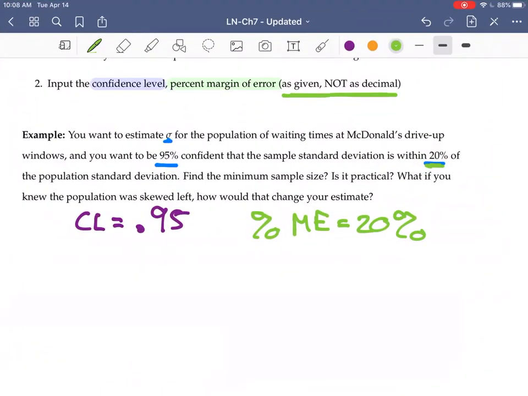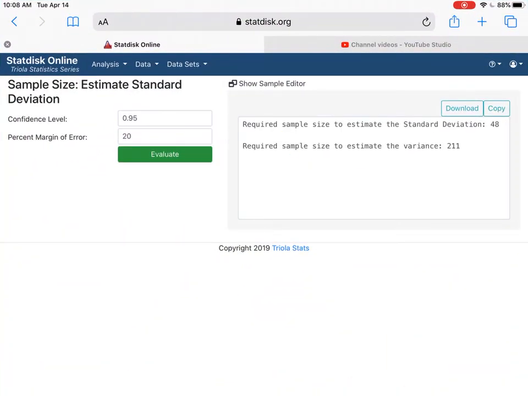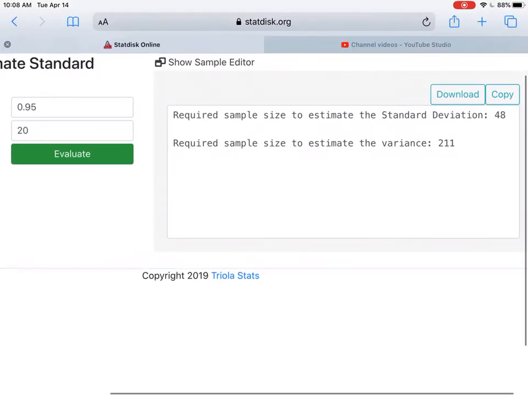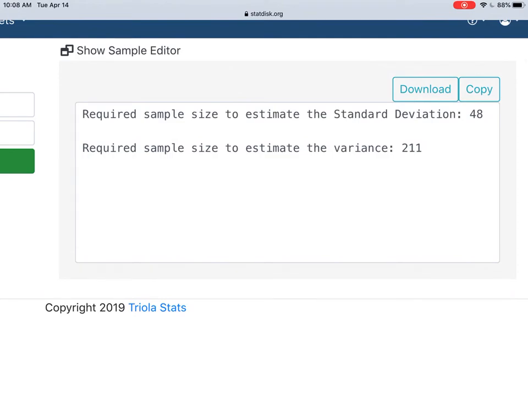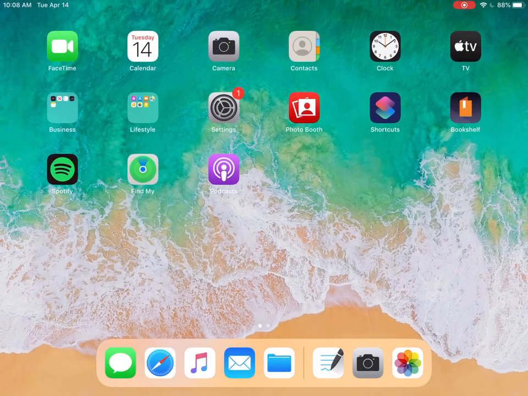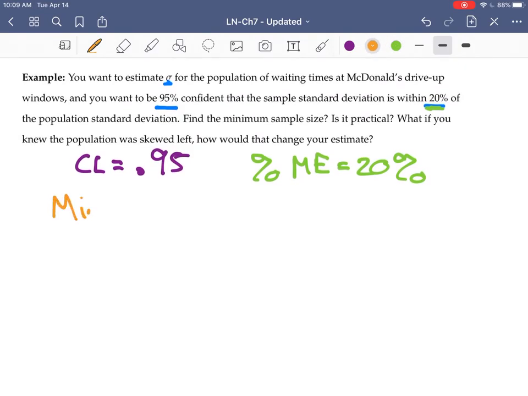Let's just check that again. 95% confidence level, 20% margin of error. And then we evaluate that. We're given two different answers. Here we want to estimate a standard deviation. And so the required sample size is 48. So we need 48. The minimum sample size is 48.